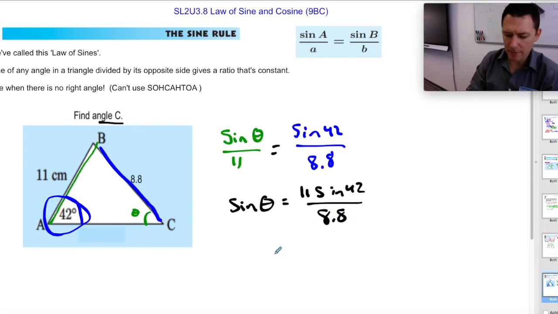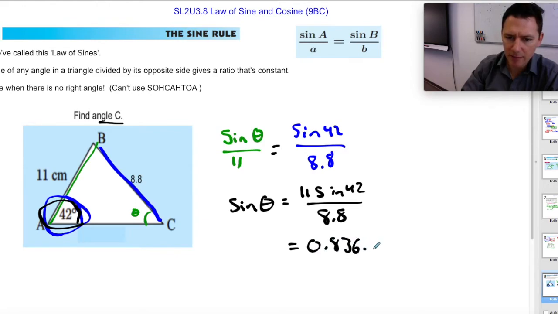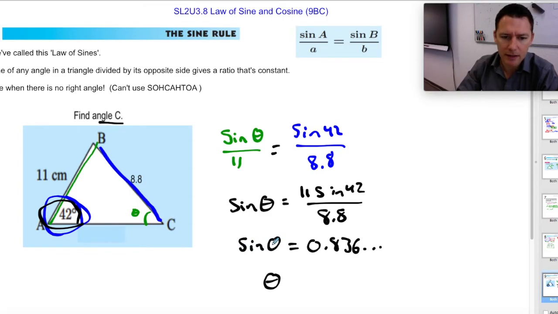And when you do that, my calculator's in degrees because this is in degrees. So you should say 11 times sine of 42 over 8.8. And then I get 0.836, and so on. That doesn't look like a very good angle, and it's because it's not an angle. It's the sine of the angle. So to find the actual angle, this is still sine of theta, so to find theta, take the inverse sine, and I get 56.7 degrees, which seems reasonable for that.